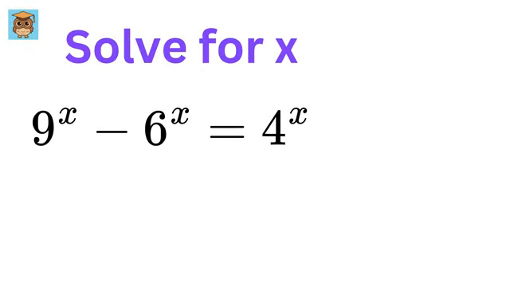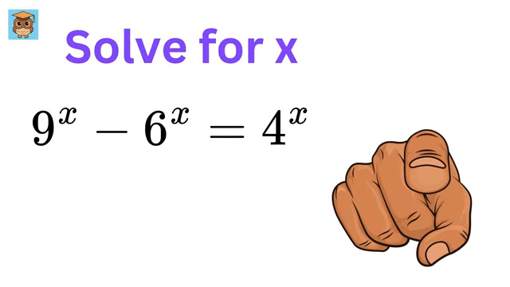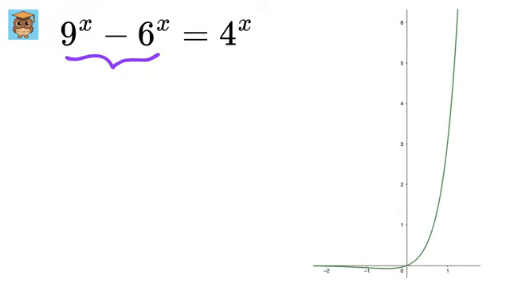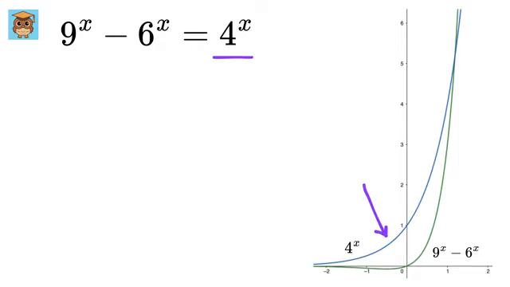We have this scary-looking equation. So, can you find all the real values of x? Before we start, let us look at the graph of 9 to the power of x minus 6 raised to the power of x, which will look like this, and then let us plot 4 to the power of x. We can see that it intersects at one point only, which is near 1.2.